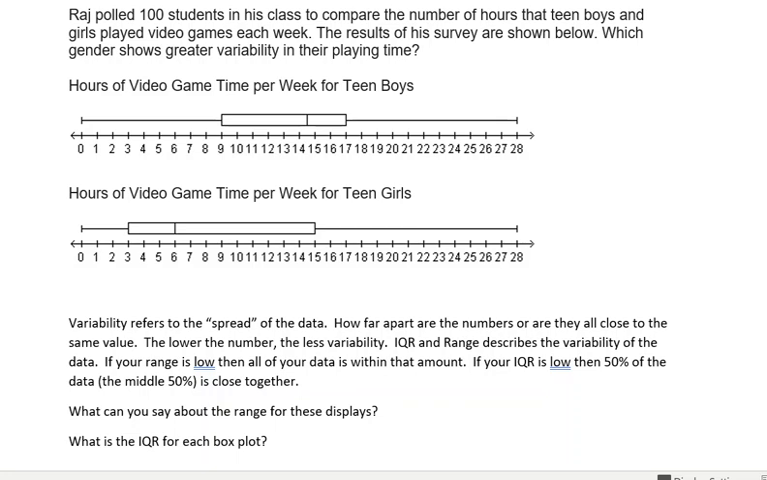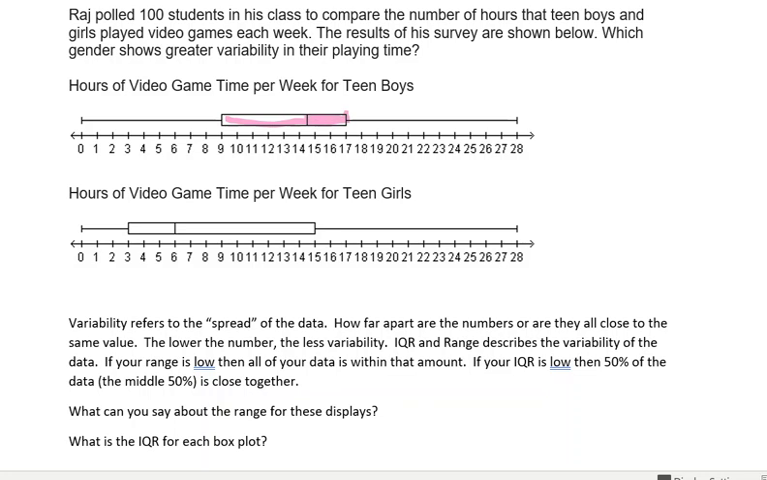So hours of video game time per week, and we're comparing boys and girls. Again, variability is how spread out the data is. You want to look at range, and you want to look at interquartile range. The smaller the value for the range and the interquartile range, the less variability there is. I see for both boys and girls, we have a maximum and a minimum that's the same, which tells me that the range is equal. So the range will not tell us anything about variability here, but we can look at the interquartile range.